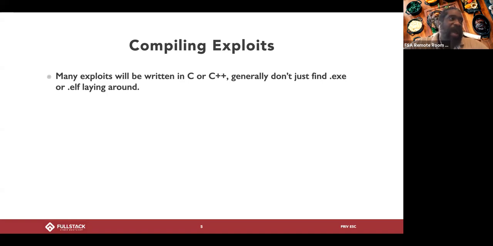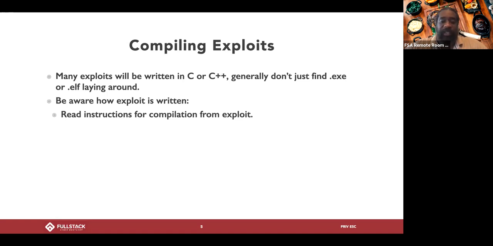But if there's no GCC there, and you need to compile it on your machine, you need to be mindful of the architecture of the target machine. Your Kali VM is likely 64-bit. If you're using 2020, it's 64-bit. If you're using 2018, I think 2018 is 32-bit, pretty sure about that. But your target may be 32-bit or maybe 64-bit. You need to have that in mind and make sure that you are compiling it for the right architecture.